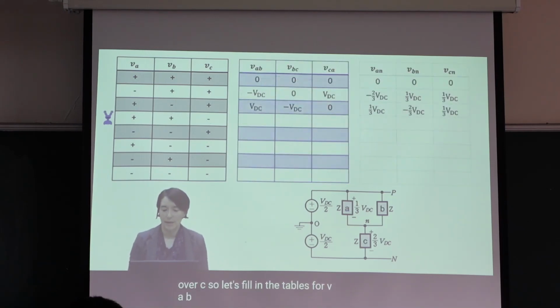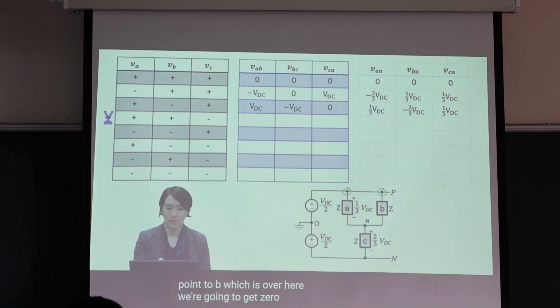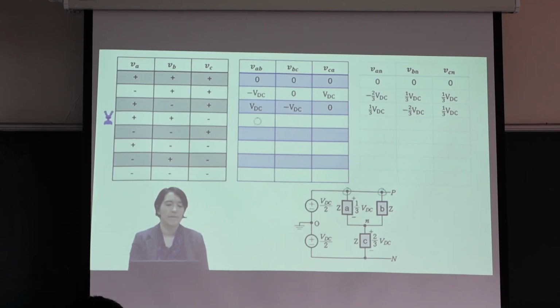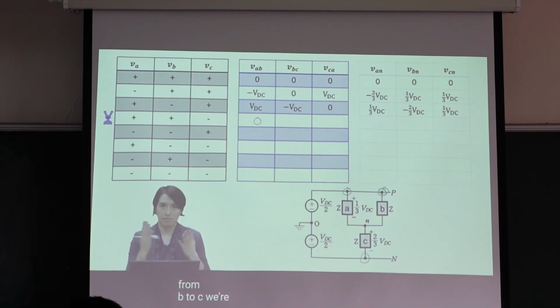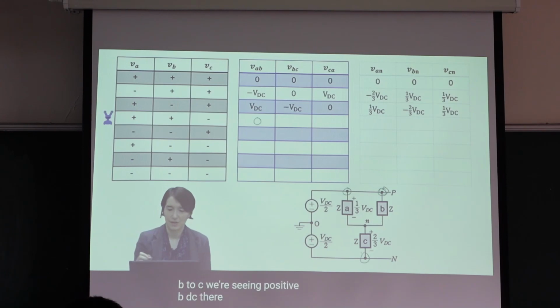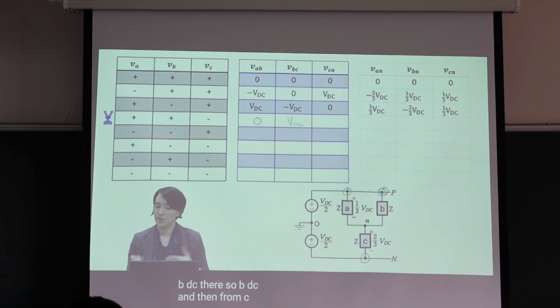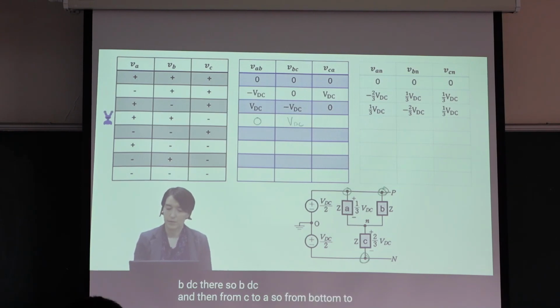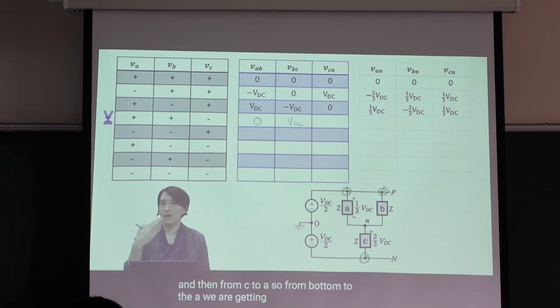For VAB, so this is from this A point to B, which is over here, we're going to get 0. And then for VBC, from B to C, we're seeing positive VDC there. And then from C to A, so from bottom to A, we are getting a negative VDC.